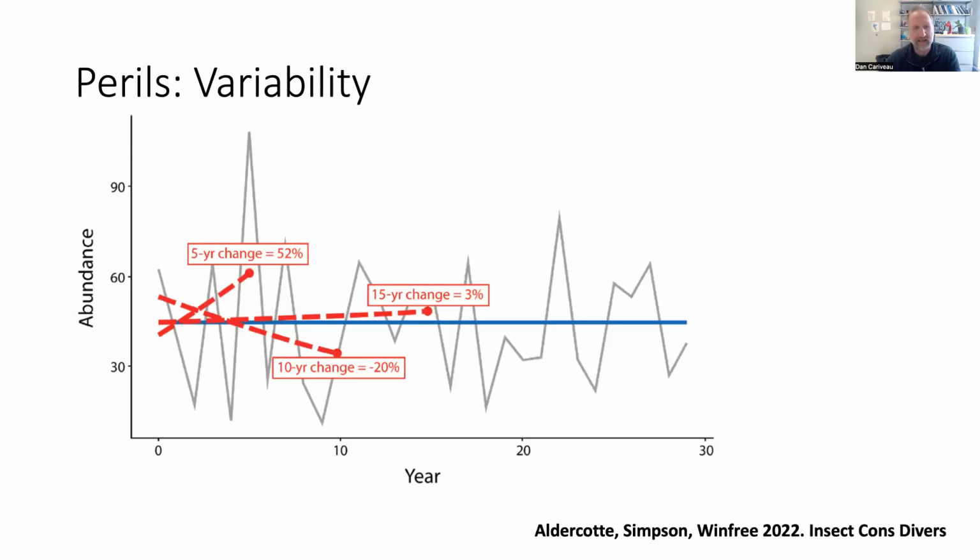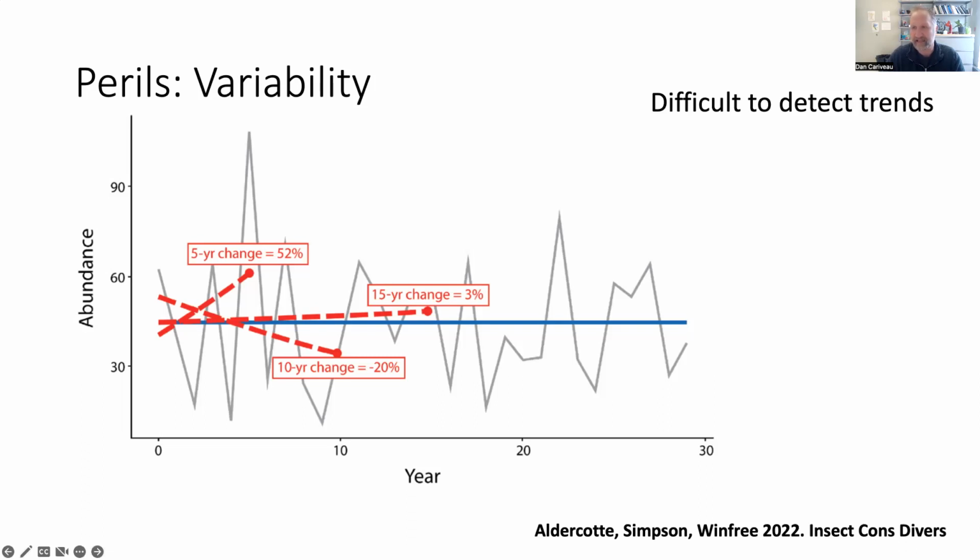A third peril is the idea of variability. So this is a figure of a hypothetical species here. On the x-axis, we have years. On the y, we have abundance. The gray lines indicate abundances over different years. And what we see here is a lot of variability. Again, this is hypothetical, but we see this in a lot of bee communities, a lot of insect populations. And this makes it really difficult to detect trends, of course.